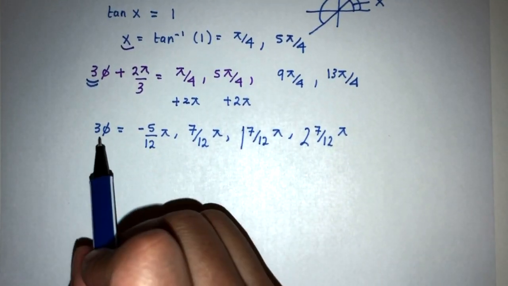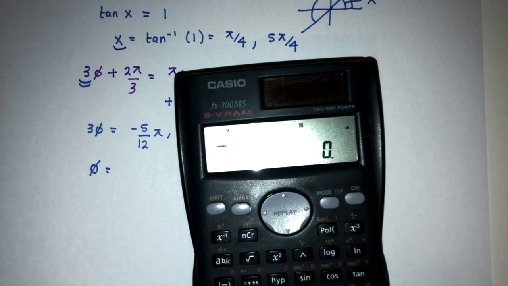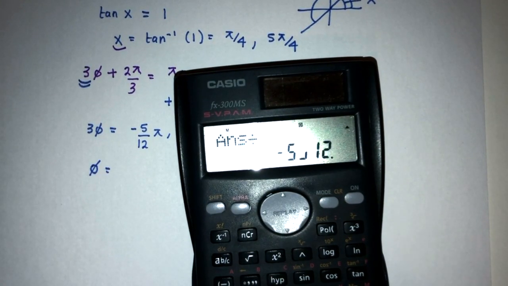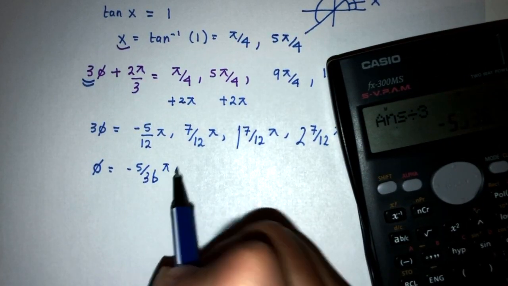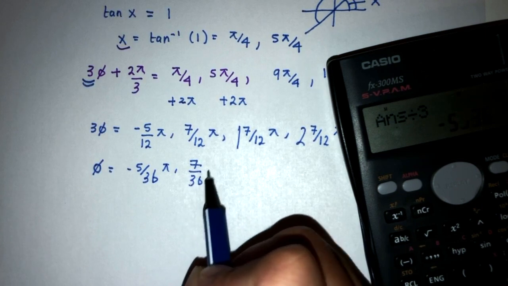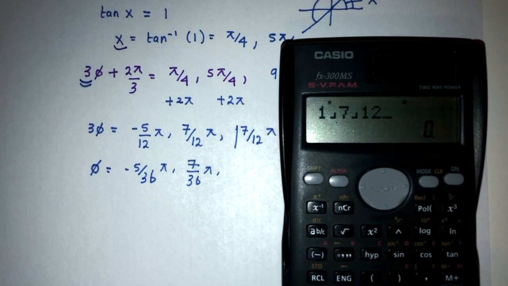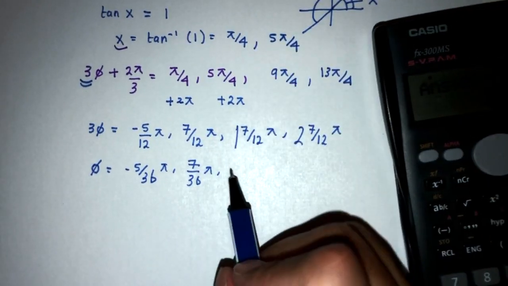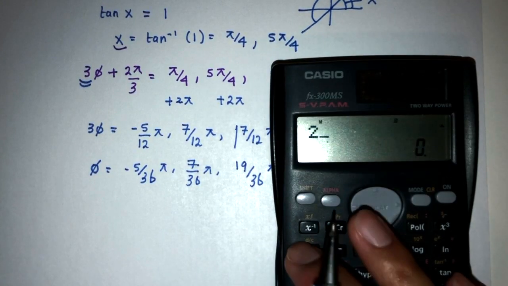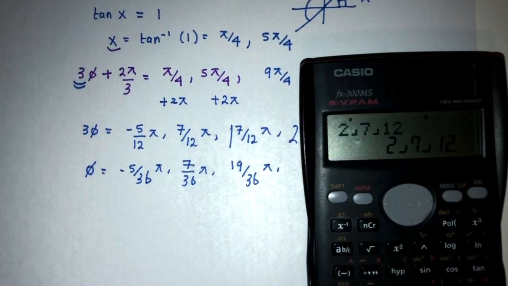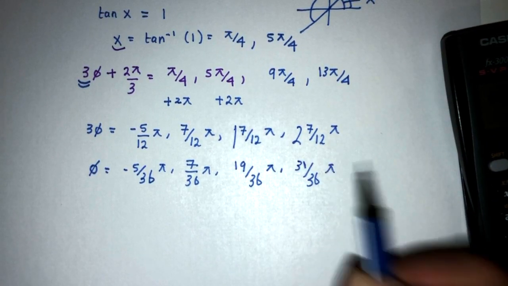Okay, now we have to find the value of just psi, dividing by 3. Minus 5 over 12 divided by 3, that will be minus 5 over 36 pi. This will be 7 over 36 pi, and this will be what? 19 over 12 divided by 3, that should be 19 over 36 pi. And 31 over 36 pi for the last one.